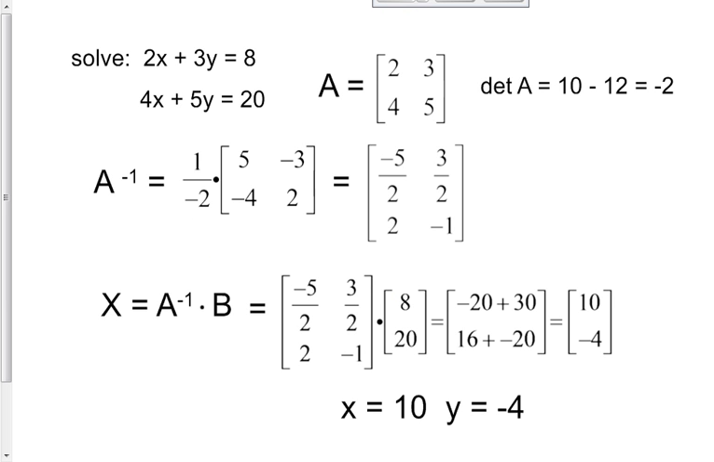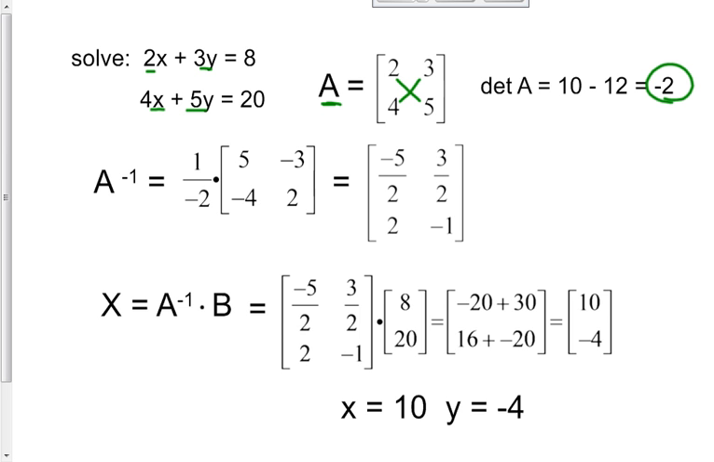So how do we use this inverse matrix to solve a system? Here we have an equation. 2x plus 3y equals 8, 4x plus 5y equals 20. First thing we always do, identify your A matrix. 2, 3, 4, 5. The determinant of that, 10 minus 12. Determinant is -2.